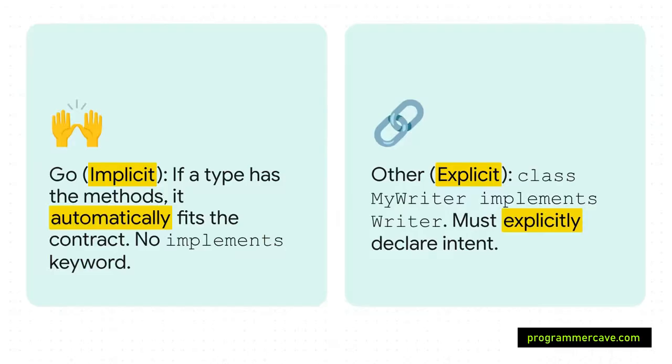And this right here is where Go's philosophy really starts to shine. In a lot of other languages, you have to explicitly stand up and say, hey, my class implements this interface. But in Go, it's automatic. If your type has the right methods, it satisfies the interface. That's it. This implicit, or duck typing, nature is what makes Go so incredibly flexible.